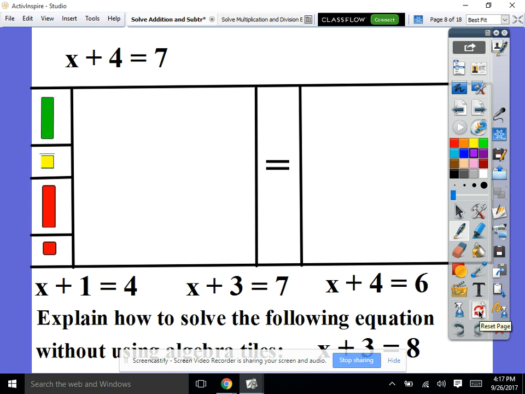So now let's see. Explain how to solve the following equation without using algebra tiles. x plus 3 equals 8. Most of you already know that the answer is 5. How do you know that? I want you to be able to explain that to me tomorrow.